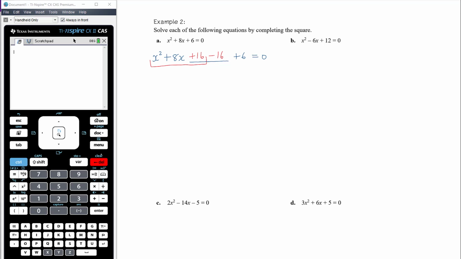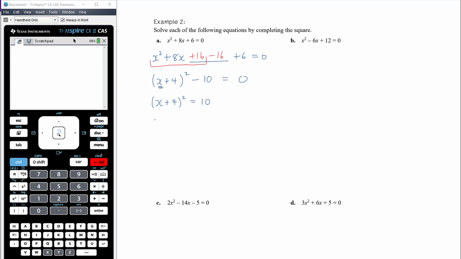Okay, so now we've got our perfect square in those first three terms. It is x plus 4 all squared. And then we've got minus 16 and plus 6, so that is minus 10 equals 0. Okay, so we've completed the square, which now means we have an equation that we can solve just by rearrangement to get x on its own. So we're now going to add 10 to both sides. So we have x plus 4 all squared equals 10.